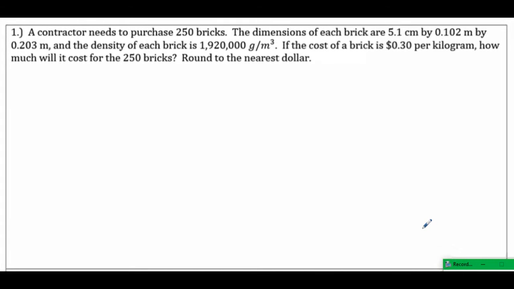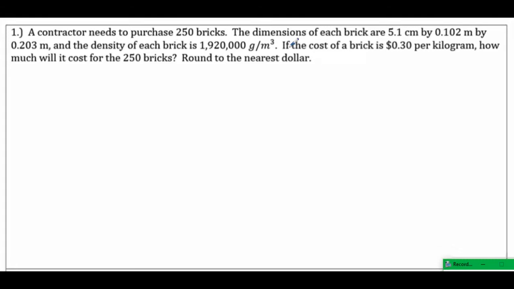So let's try a problem on dimensional analysis. A contractor needs to purchase 250 bricks. The dimensions of each brick are 5.1 centimeters, 0.102 meters, obviously we have different units here, so we're going to have to convert, 5.203 meters. And the density of each brick is 1,920,000 grams per cubic meter.